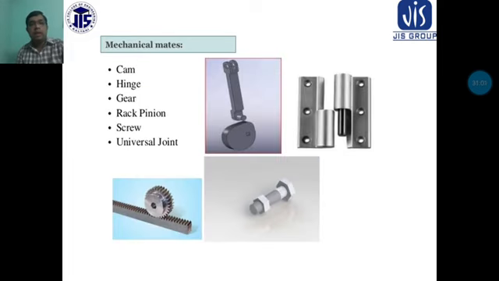And mechanical mates: in this first figure you can see the cam and follower, then the hinge, the gear, the rack and pinion, the screw, which you can see like the nut and bolt, and the universal joint. These are also considered mechanical mates.